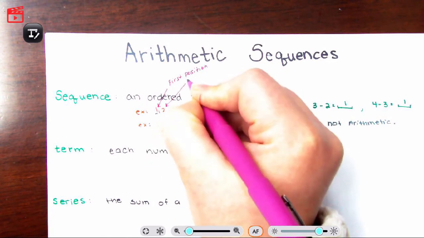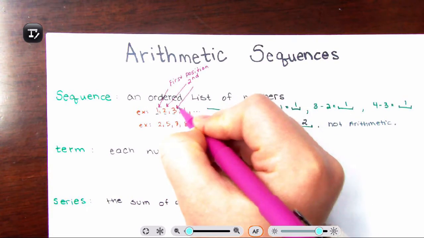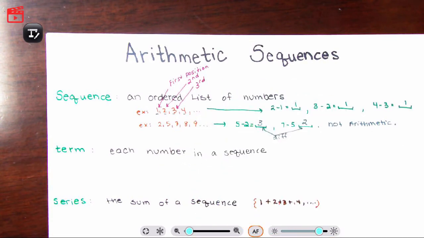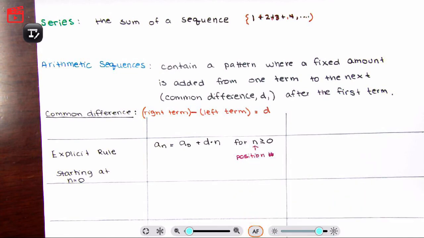This number is in the second position. This number is in the third position. So it doesn't matter what the term is, we're talking about the position number of the term. So if you were using this explicit rule, you would have the position of your first number being 0. The number is not 0. The position it is in is 0.